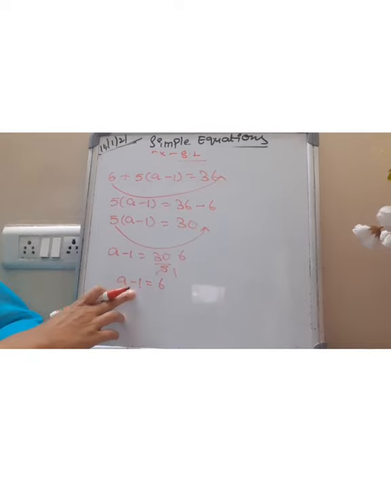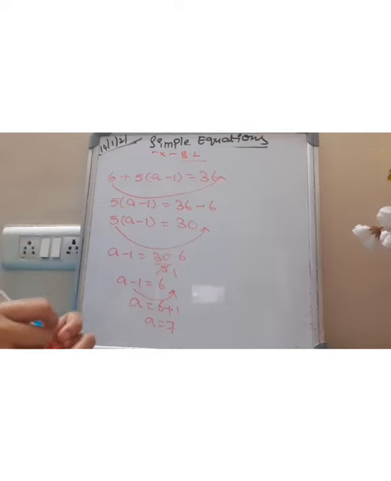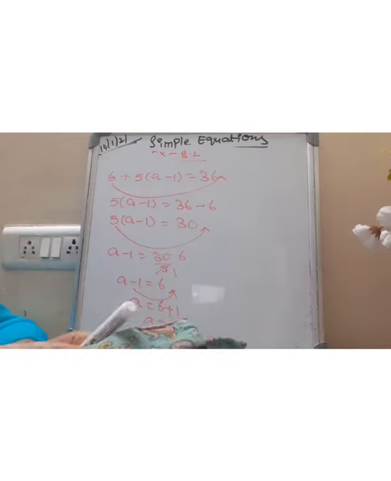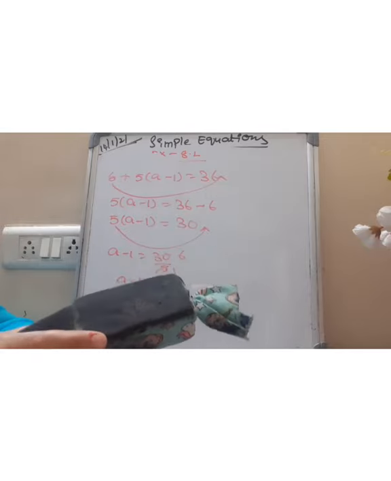Again, negative 1 is there. We have to send negative 1 to the other side. So a is equal to 6 plus 1. The value of a is 7 here. So we got the value of a as 7. It is simple, step by step. You just have to move terms to find the value of the unknown variable. Okay.